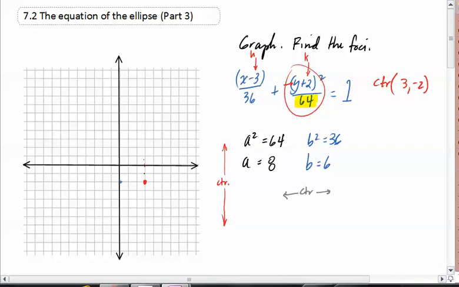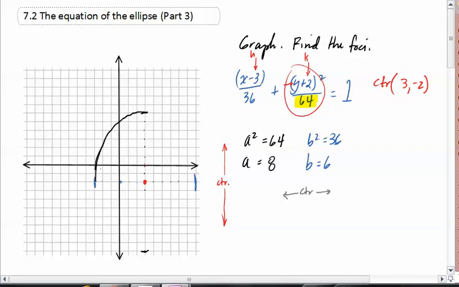Up 8. There's the uppermost boundary. And there's the lowest boundary. Okay, we're going to go 6 in each direction now. There's that. And there's that. Now we're going to go ahead and make our sketch because it does say to graph it.